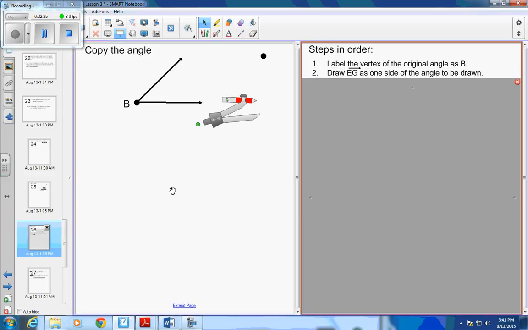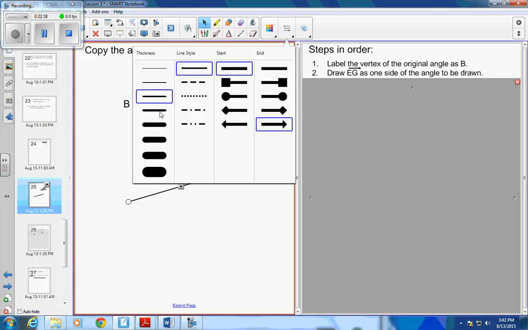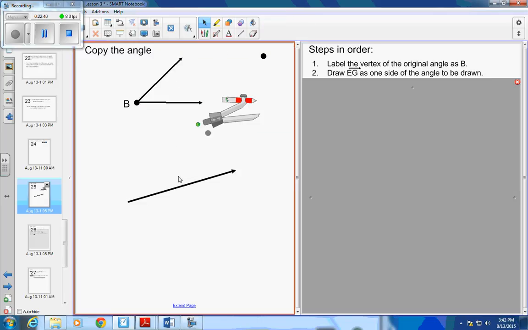Draw EG as one side to be drawn. So I'm going to take my ray tool and draw a ray, put an endpoint on there and another point on here. So that is ray EG. E is on the end, G is the one in the middle, so this is E here, and this is G over here.